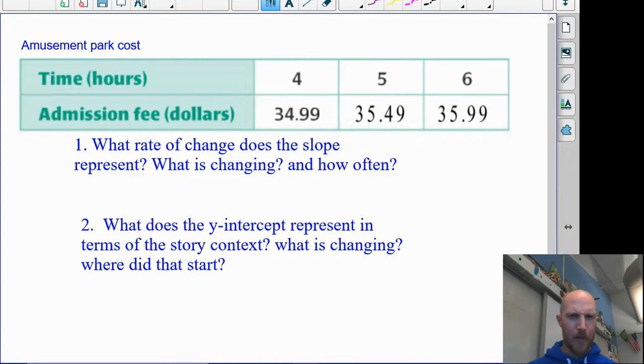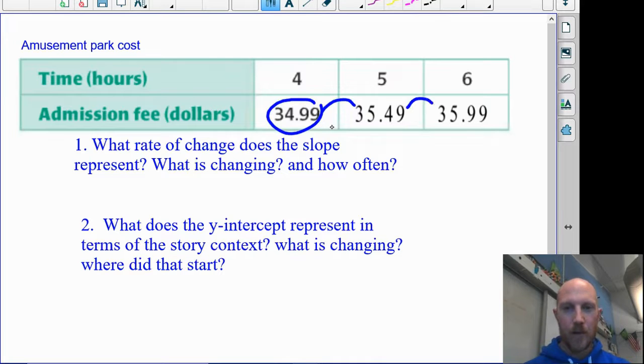Next example, amusement park costs. So again, question one, what rate of change does the slope represent? Some follow-up questions to help our understanding here. What is the thing that's changing and how often is it changing? Well, again, the cost is changing.